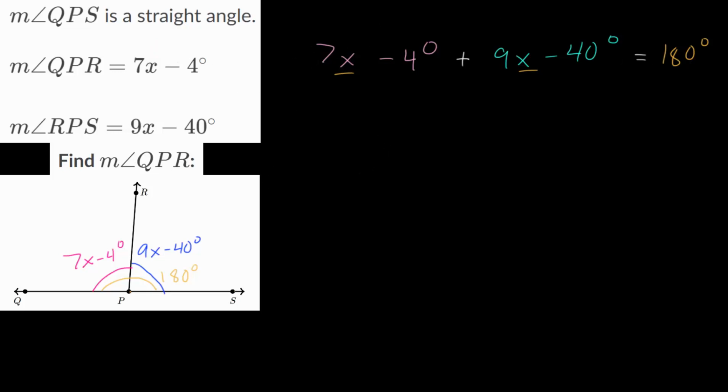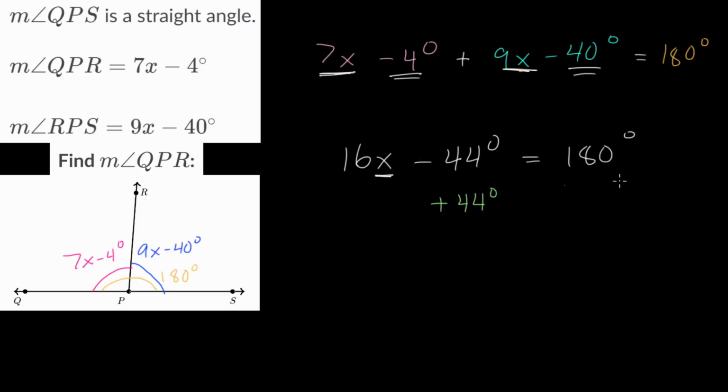So to start, let's combine like terms. Notice we have variable terms here, 7x's plus 9 more x's, that would be 16x's total. And we have minus 4 degrees, minus 40 degrees, which when combined is just minus 44 degrees. This is equal to 180 degrees. And to get x by itself, we need to isolate this term. So we need to cancel out this minus 44 degrees. We can add 44 degrees to each side of our equation, so that we get 16x minus 44 degrees plus 44 degrees, that's just 0.